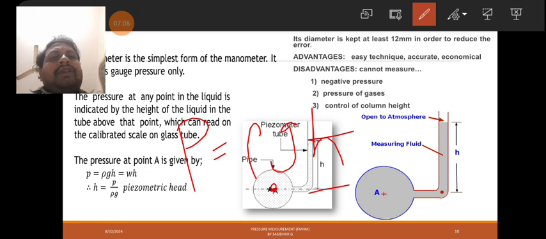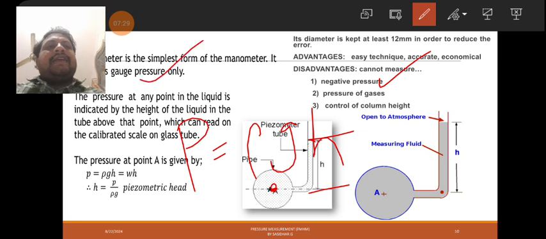The advantage of this piezometer is that it is an easy technique, accurate and economical. The disadvantage is that it cannot measure negative pressure or the pressure of gases. So this is the piezometer, the simplest form of manometer, measuring only gauge pressure.